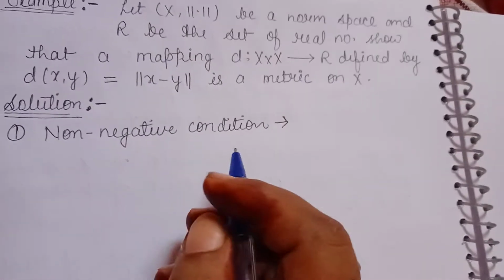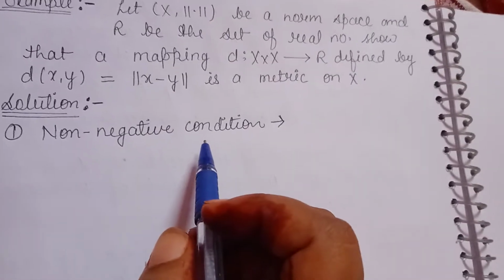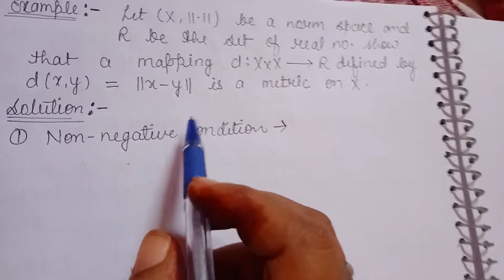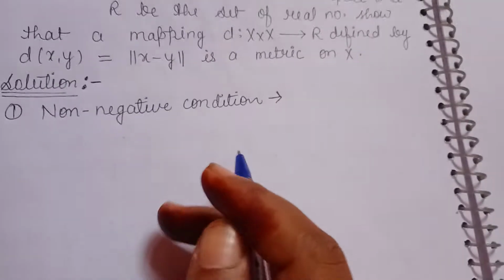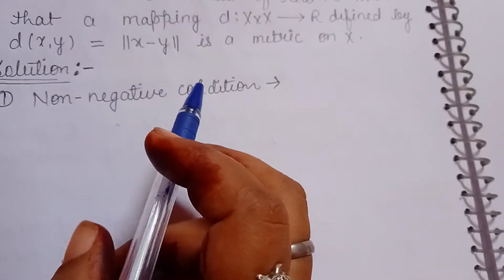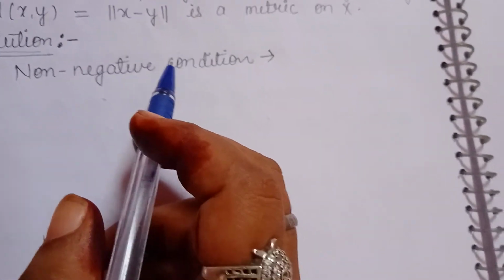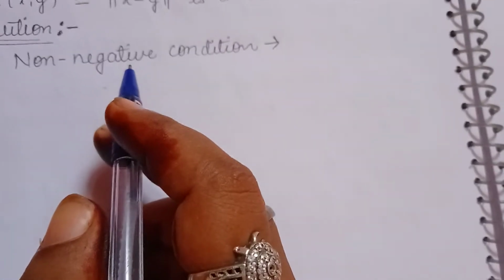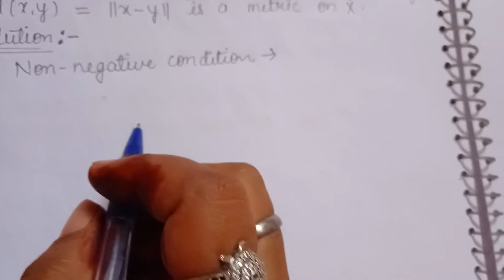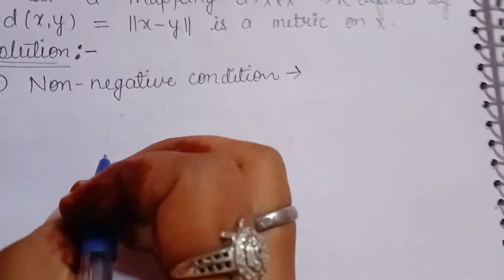So to prove a metric space, firstly we show four properties. First, non-negative condition. Second, symmetric condition. Third, null condition. And fourth is triangular inequality. Now, firstly I show the non-negative condition.